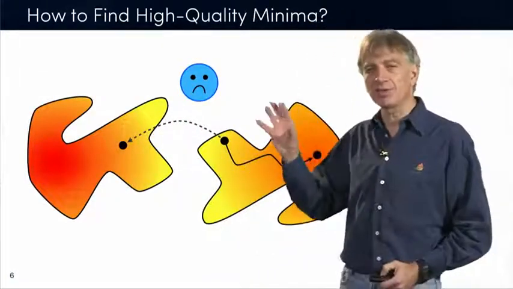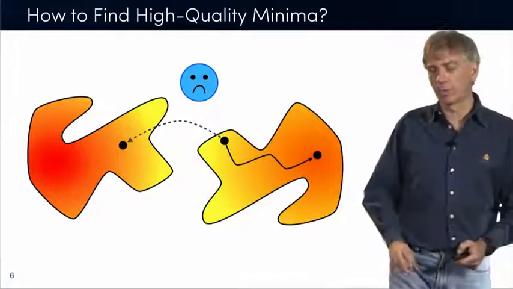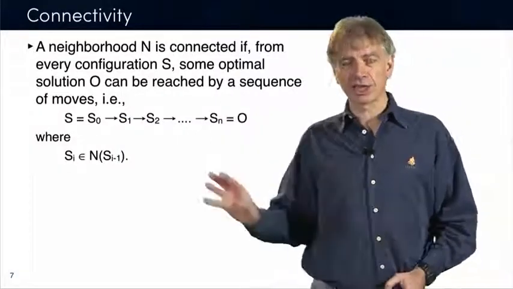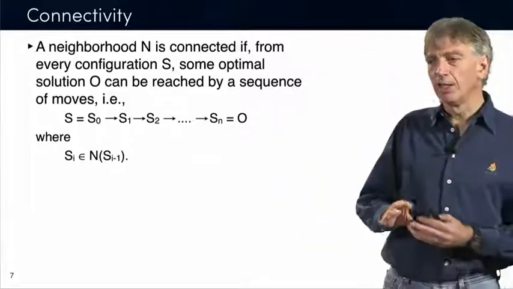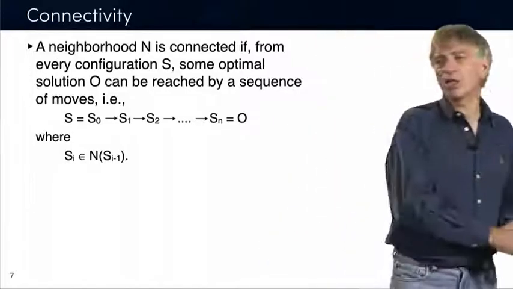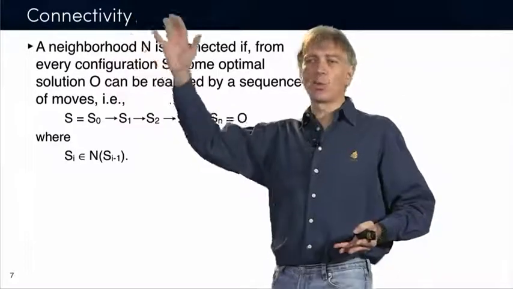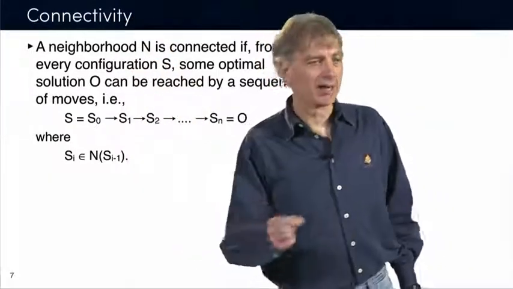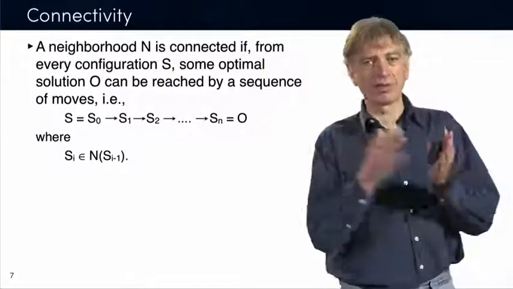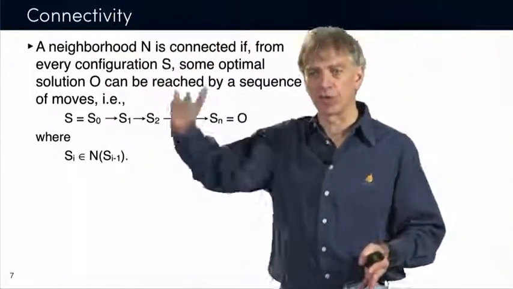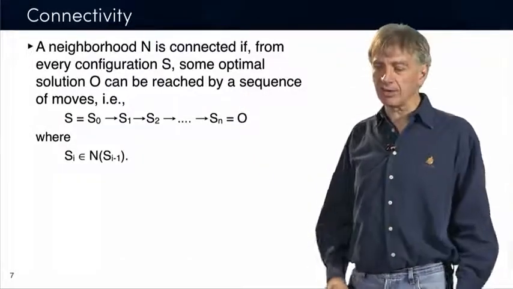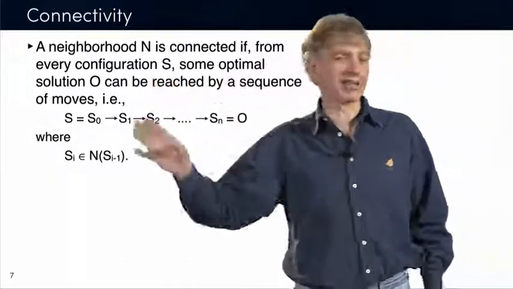And the connectivity requirement that I'm going to talk about is exactly avoiding this. Okay, so this is the definition, but essentially what it means is that you want to be able to go from any configuration to at least one optimal solution. Okay, so in a sense, you're going to say that a neighborhood N, and remember, a neighborhood is something which, given a configuration, is going to give you a set of configurations where you can go. Okay, so a neighborhood N is going to be connected if from every configuration S, anywhere.